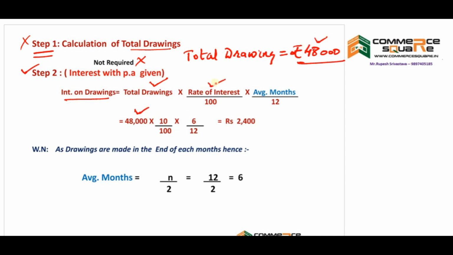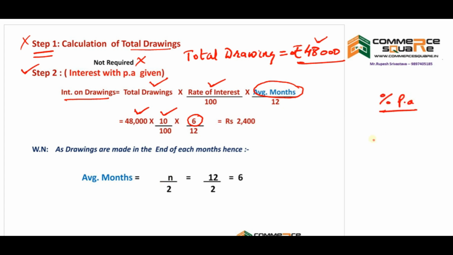Rate of interest is also mentioned in the question, 10%. I have referred to it here. Now we have to calculate this part, which is very important, that is the average month. This is the average month, right? We have to calculate this part. So we are going to calculate the average month as the percentage is given with per annum.